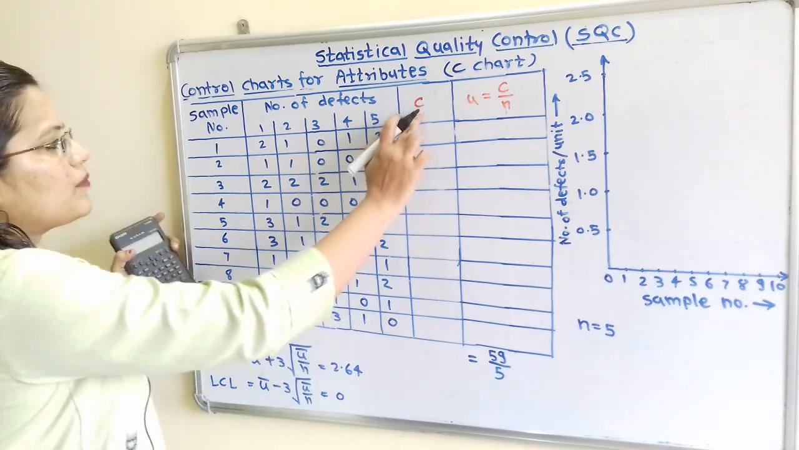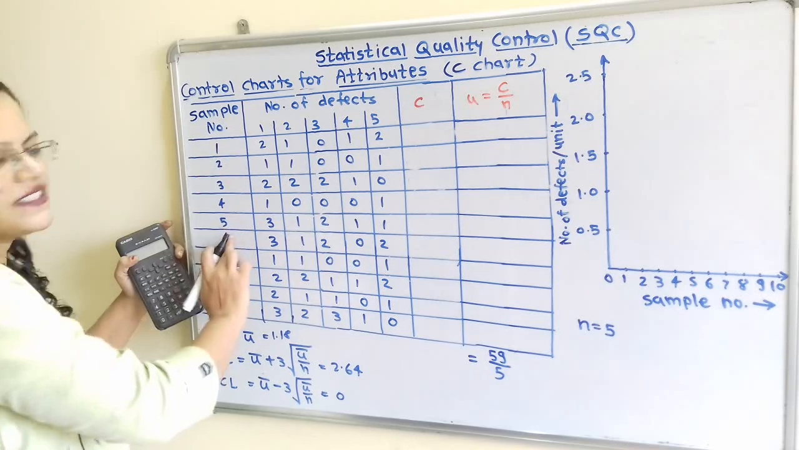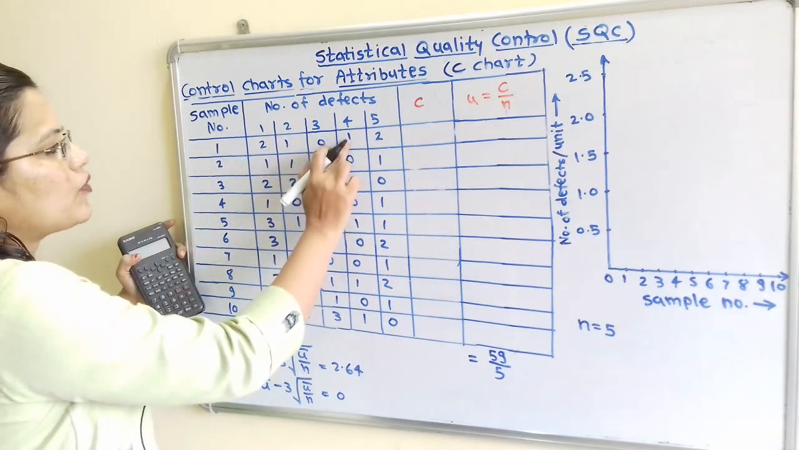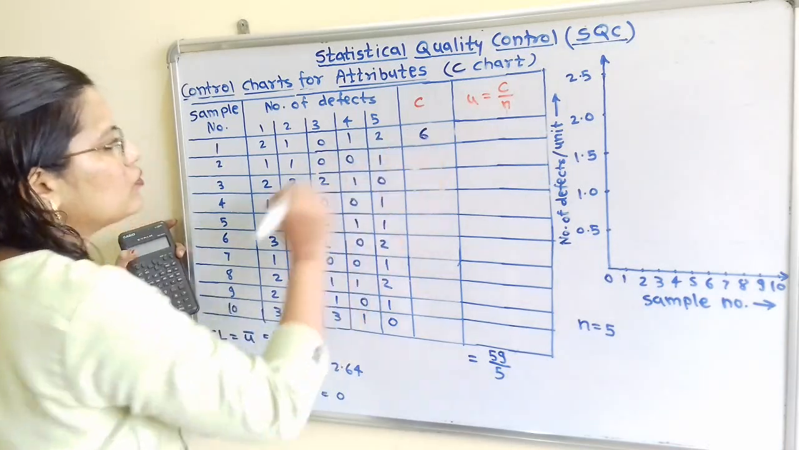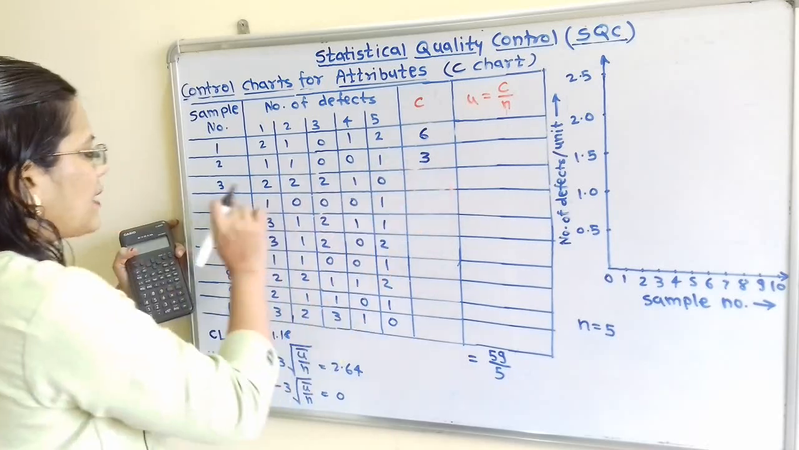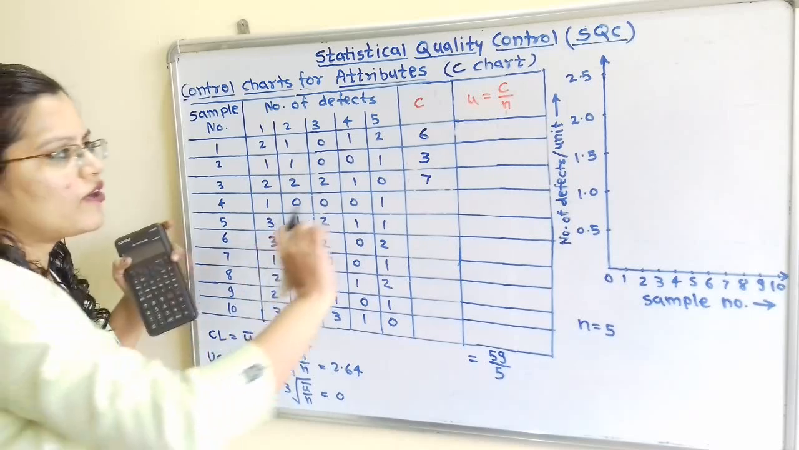So what is the value of C? That is the addition of the total defects for each sample. So for sample number 1, 2 plus 1 plus 0 plus 1 plus 2, that is equal to 6. For sample number 2, it is 3. For sample number 3, it is 7. So we have to calculate all the values of C.